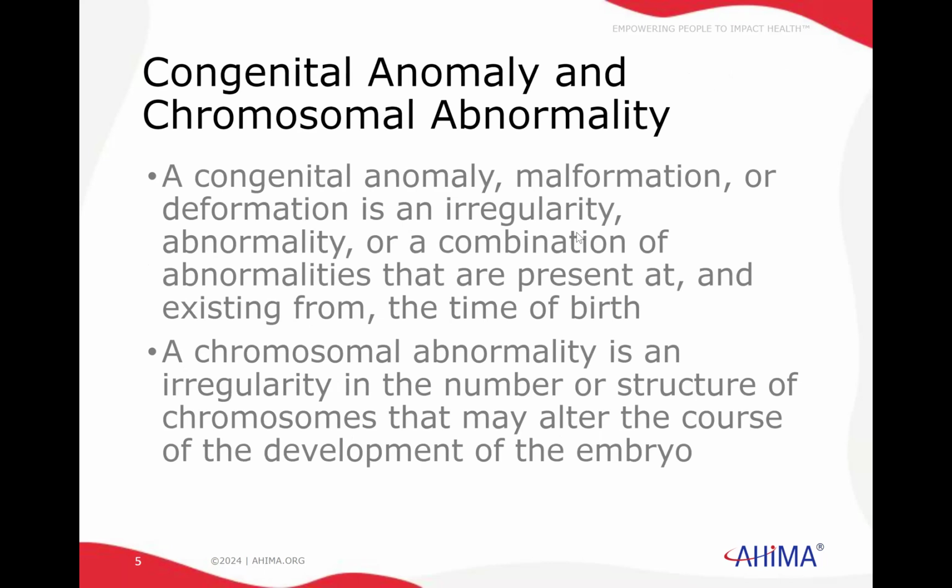So the first step is to understand exactly what a congenital anomaly and a chromosomal abnormality is. Let's take the easy one first, which is the second bullet point. A chromosomal abnormality is an irregularity in either the number or the structure of chromosomes that alters the course of the development of the embryo. A congenital anomaly, sometimes referred to as a malformation or deformation, is an irregularity. It's some sort of abnormality that's present at and existing from the time of birth.